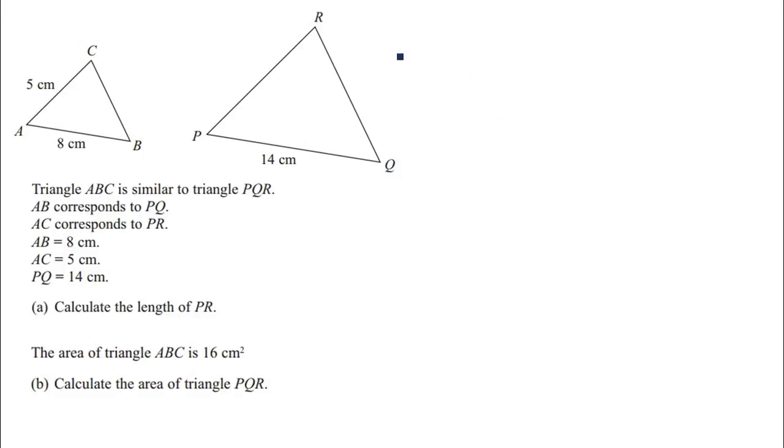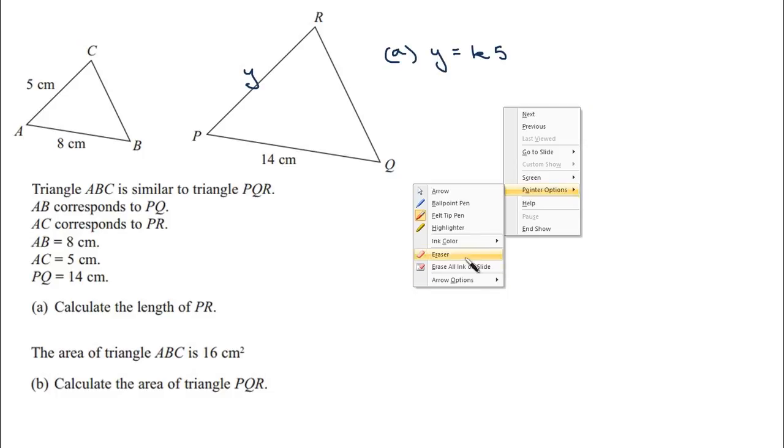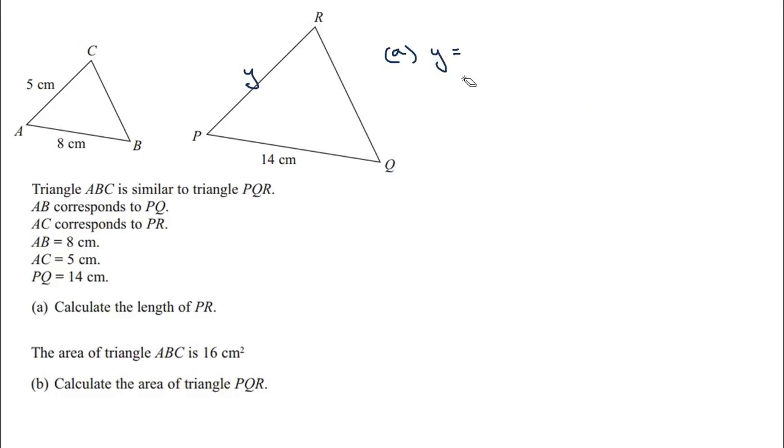So, part A, we've got to calculate the length of PR. Well, if PR is y, then y must be directly proportional to this length here. So PR is directly proportional to AC. And so y equals some constant of proportionality times the length of AC, which is 5. I'm just going to write that the other way around, because what we're producing here is a bit of algebra, so it's better to write it as 5k. Okay, so y equals 5k.